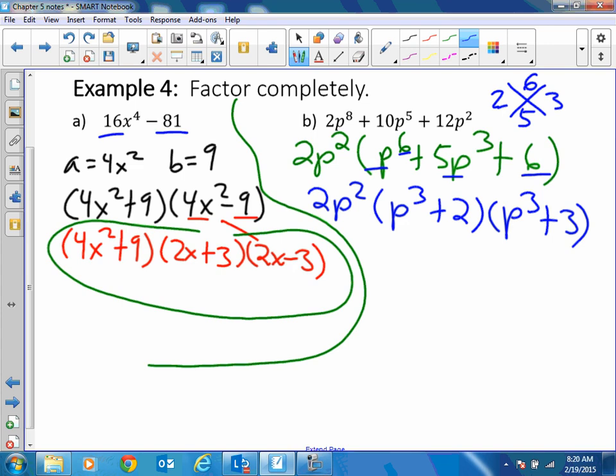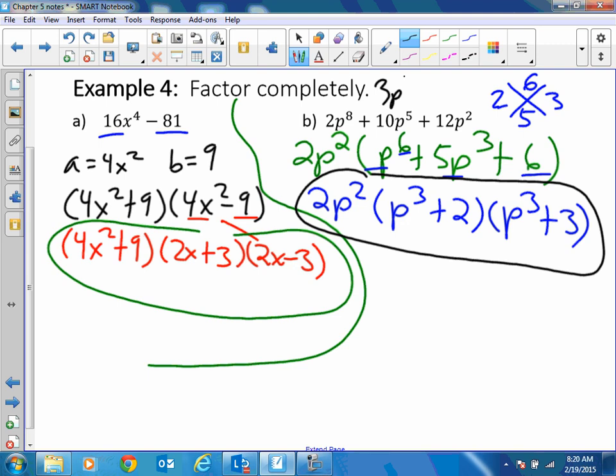If we multiply that out, you get p cubed times p cubed is p to the 6, and then you have p cubed times 3 is 3p cubed, and 2 times p cubed is 2p cubed. If you add those, you get your 5p cubed, which is right here. All right. So it does work out.